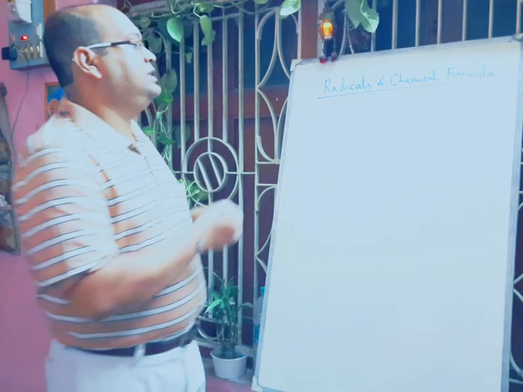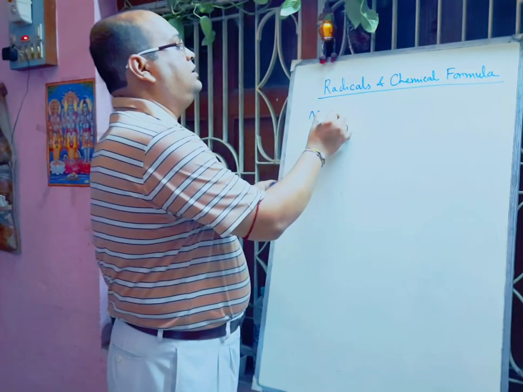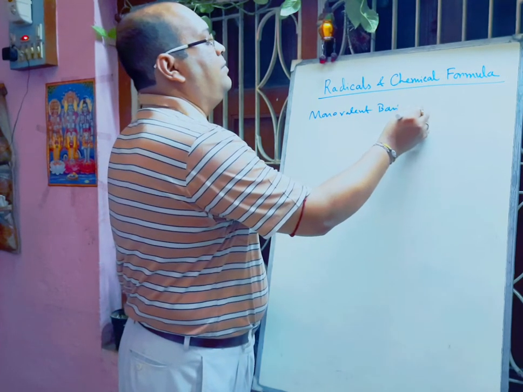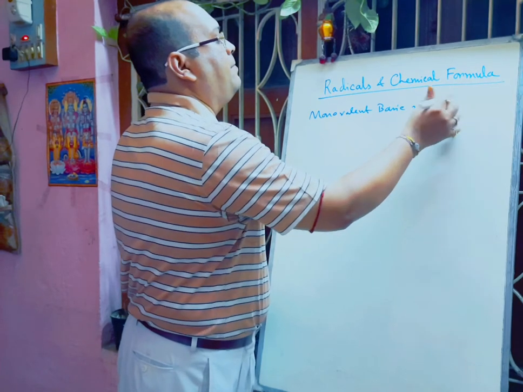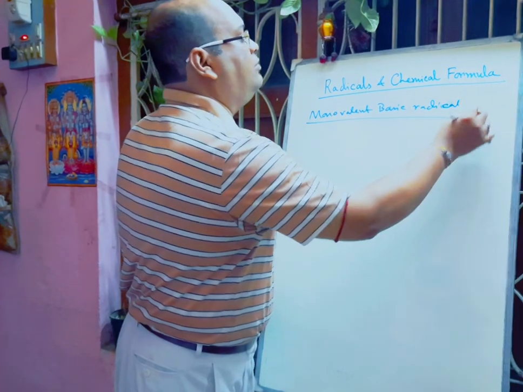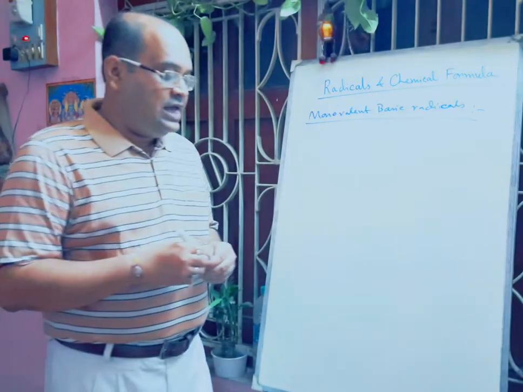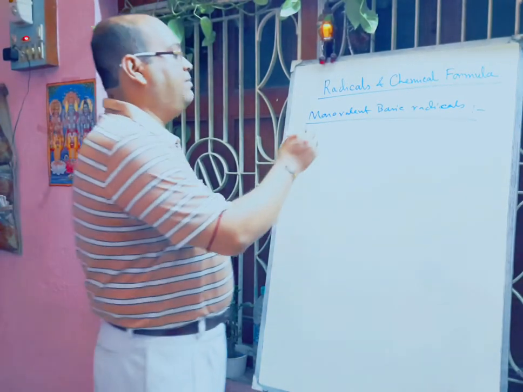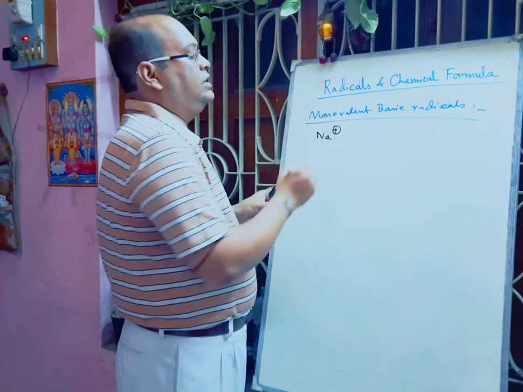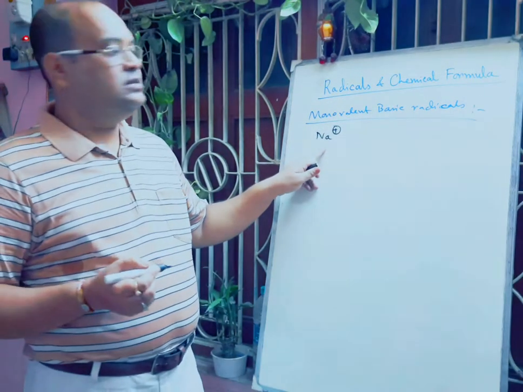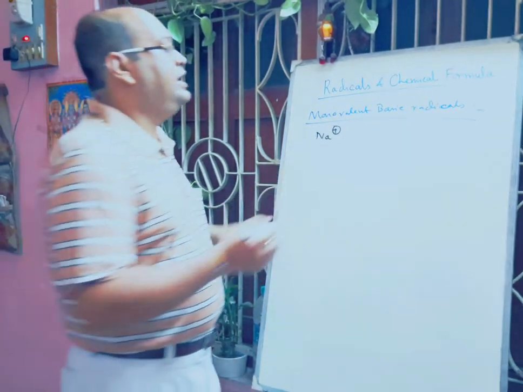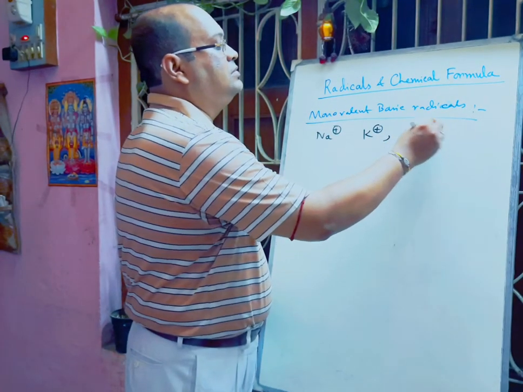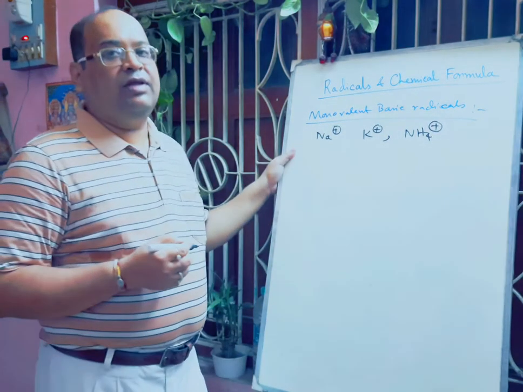Like monovalent basic radicals. Here you have to know the name of the radical as well as the symbol with their charge, then you will be able to know the valency. Like sodium plus, so its valency is what? 1. This is sodium. Next one is K plus, potassium, then ammonium. Any type of alkali metal, all are positively charged.